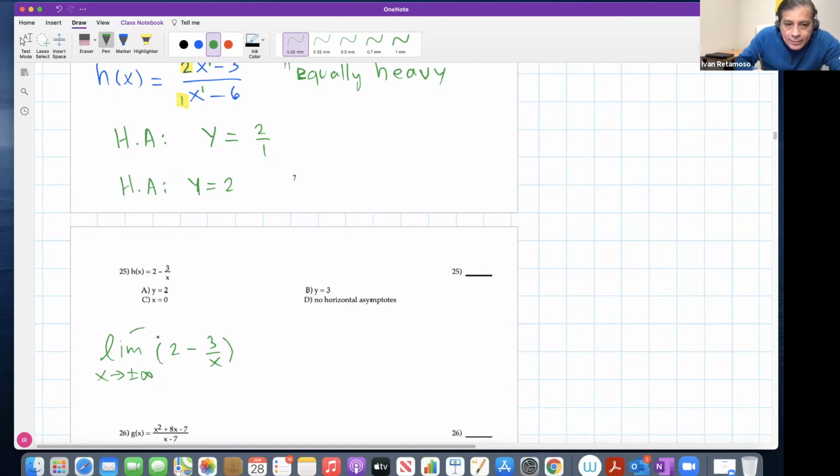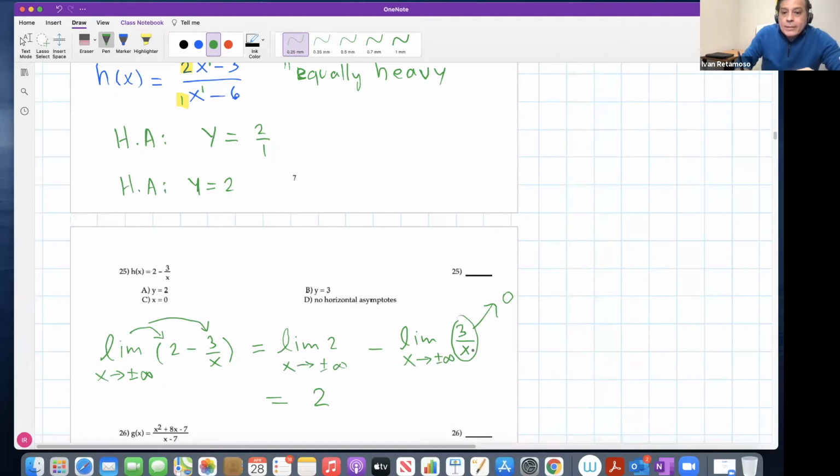But here, look, when you distribute the limit, we're going to get that this limit is really just equal to 2, right? Limit of a constant function 2, and this guy goes to 0, because x is huge. Positive or negative will make this 0. So 2 minus 0 is 2. So then you say the horizontal asymptote should be y equal to 2. So this one. Very good.